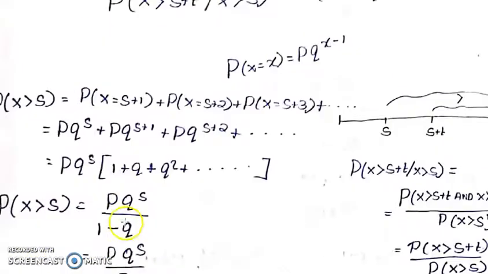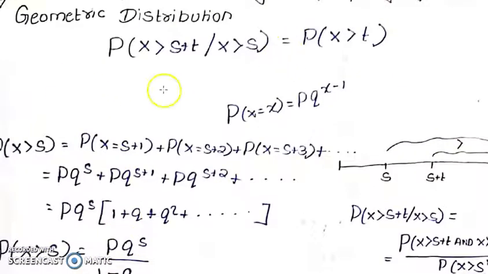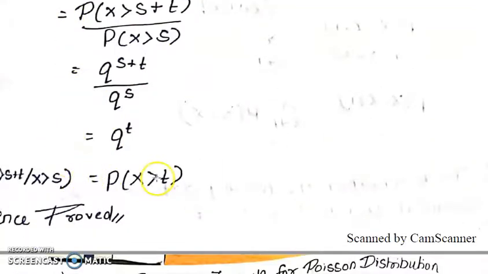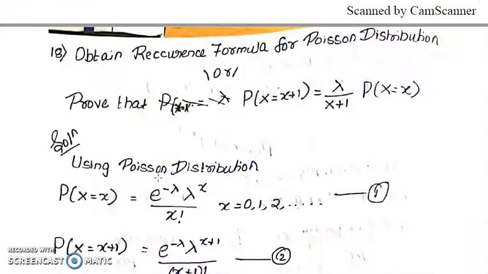So this is nothing but conditional probability. Applying the formula for conditional probability, P of X greater than s plus t by P of X greater than s. After substitution and simplification, we get q power t. q power t is simply P of X greater than t. So, proved.